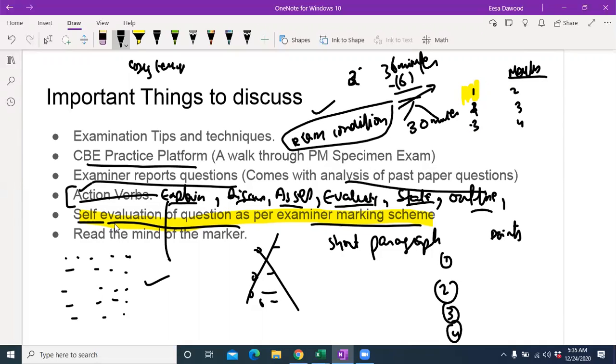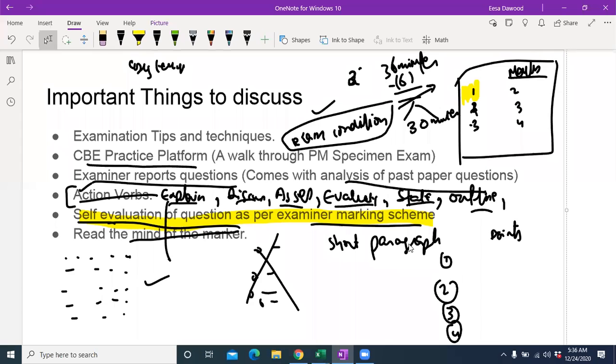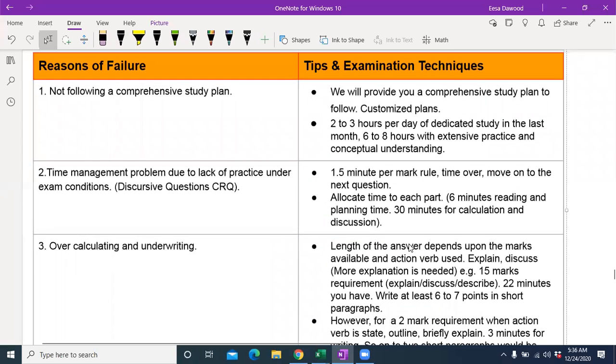So you need to write from the start. You need to self-evaluate and mark your answer script as per the examiner marking scheme, after reading the standard answer. And read the mind of the marker. You need to know what the examiner is looking for in your answer. After going through examiner reports and the examiner's analysis, and also by looking at the marking scheme, it gives you a hint of what the examiner is looking for in an answer which deserves a pass, and why people are failing.